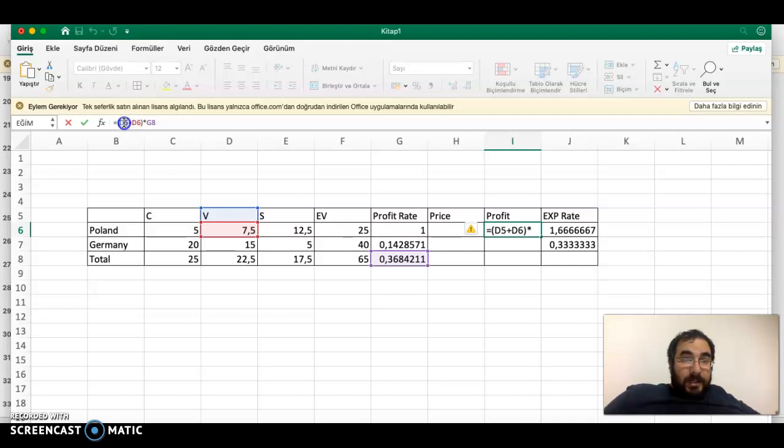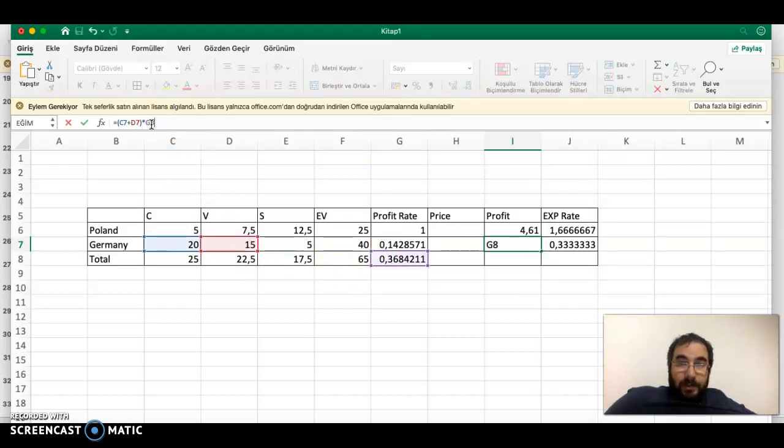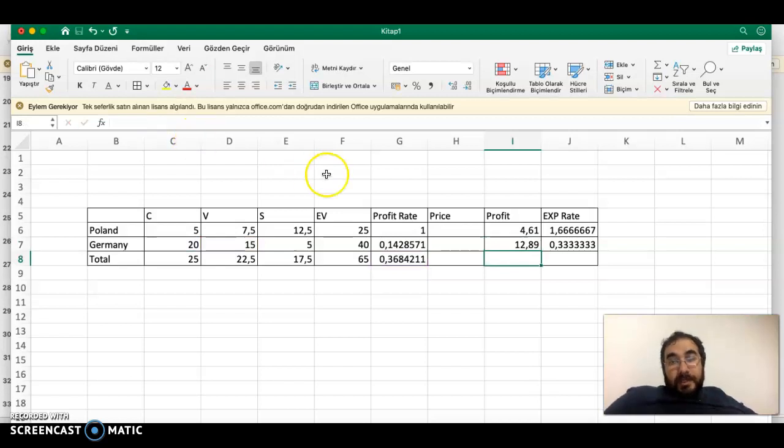Okay, this is C6. Okay, profit amount is 4.61 for Poland, and this is also G8. It is 12.89 for Germany. This is the quantity, number of units basically, and also in general it is. I'm sorry for that. So this is also G8.